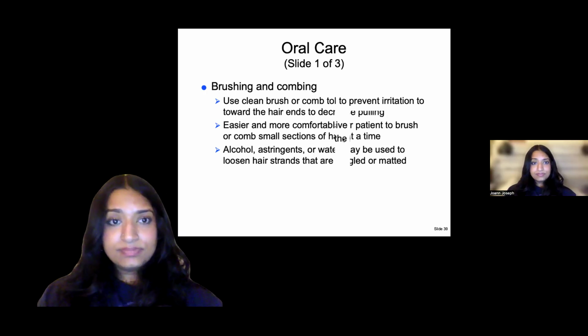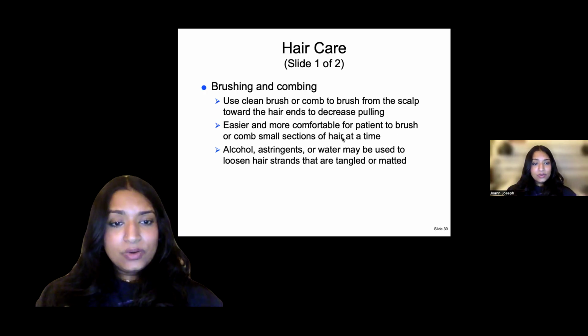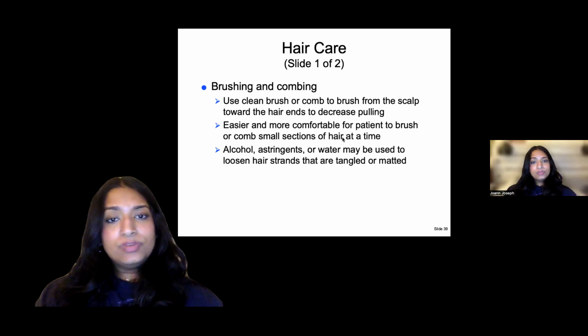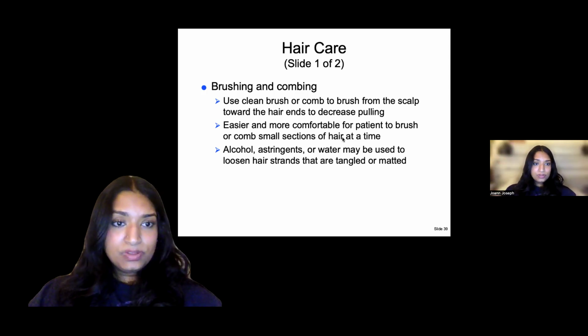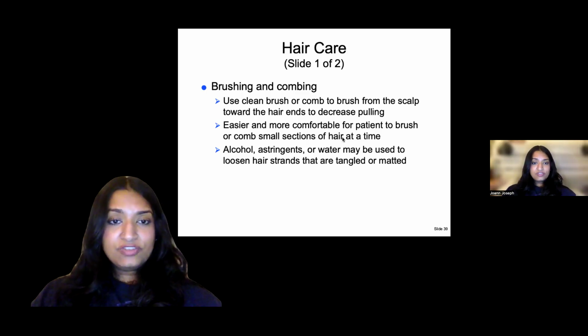Hair care, brushing and combing. Use a clean brush or comb to brush from the scalp toward the hair ends to decrease pulling. It is easier and more comfortable for patients to brush or comb small sections of hair at a time.